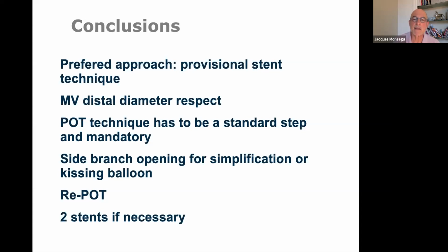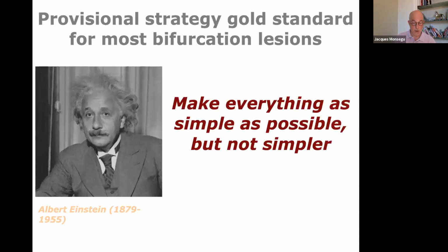The POT is mandatory, and it's very important to perform this POT very carefully. I think it's necessary also to open the side branch, mostly if this side branch is a big artery. The rePOT after that is, of course, mandatory, and if necessary, you can use a second stent. And the last word from Albert Einstein: make everything as simple as possible, but no simpler.